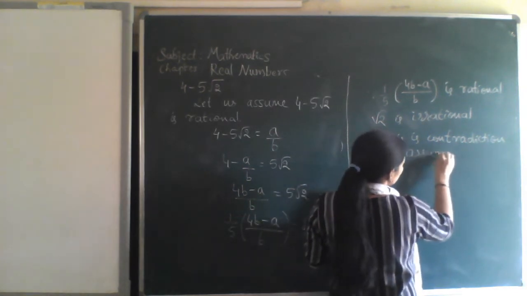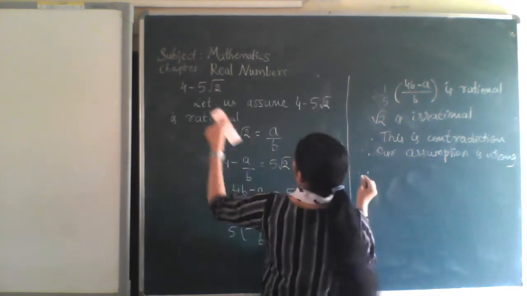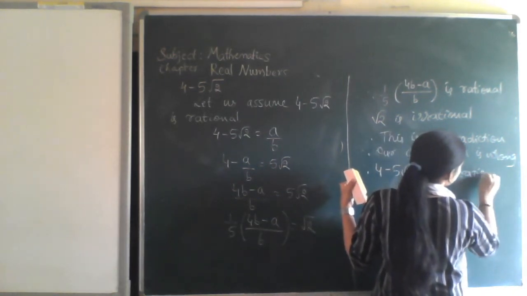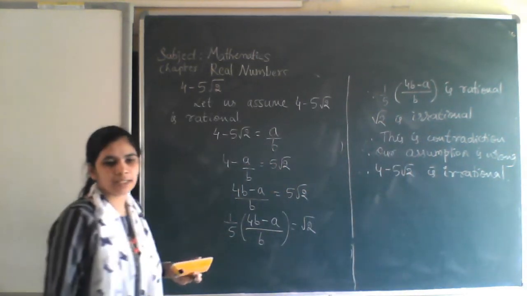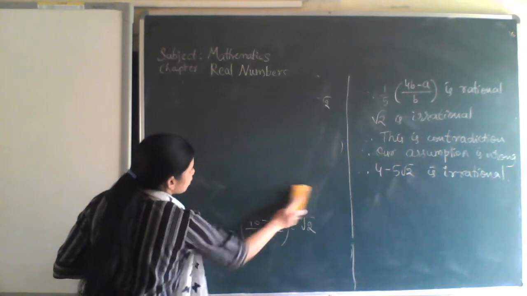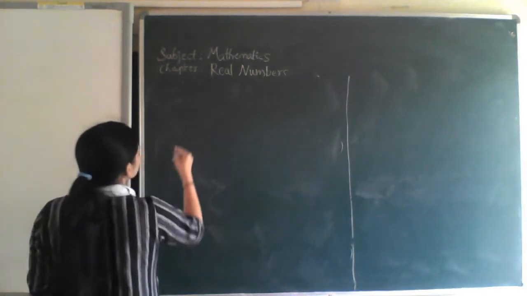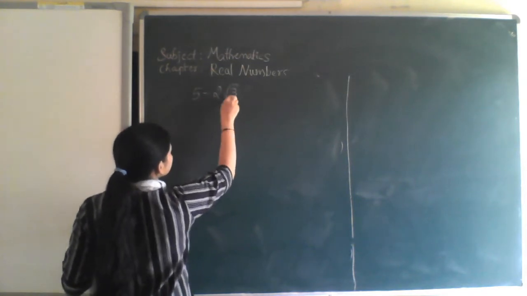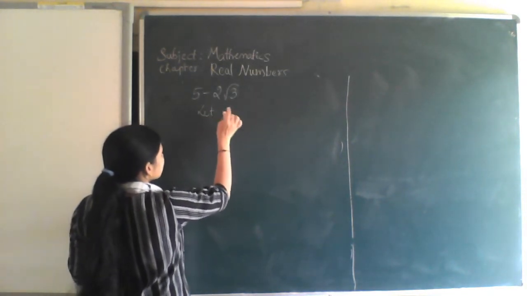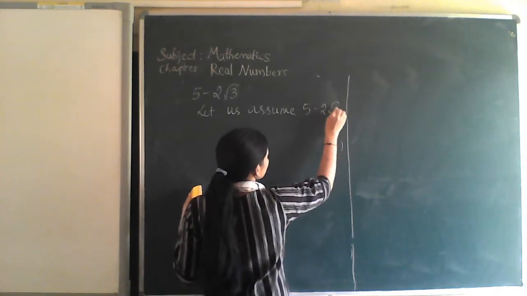Our assumption is wrong, so that is irrational. Then take another example, 5 minus 2 root 3. If we take 5 minus 2 root 3 as a rational number, let us assume 5 minus 2 root 3 is rational.